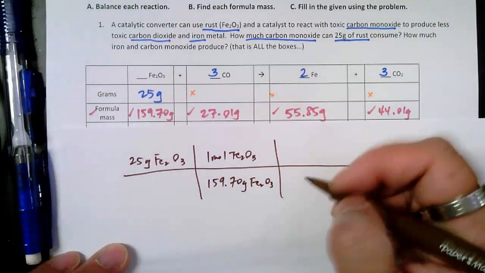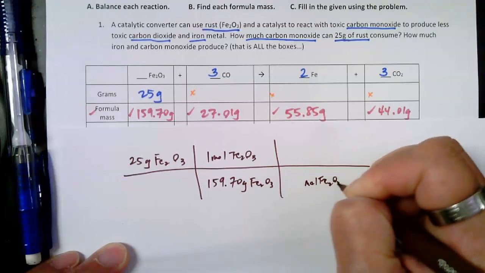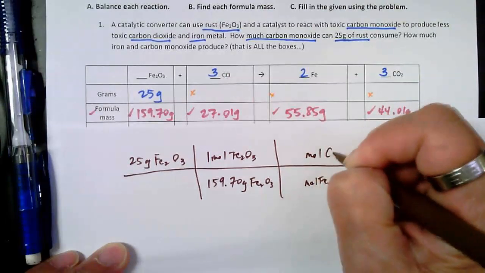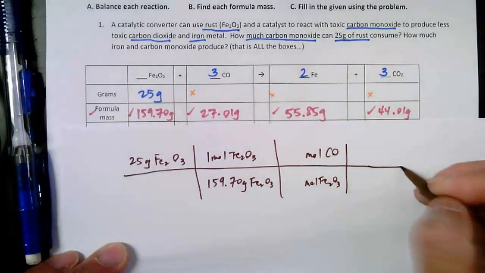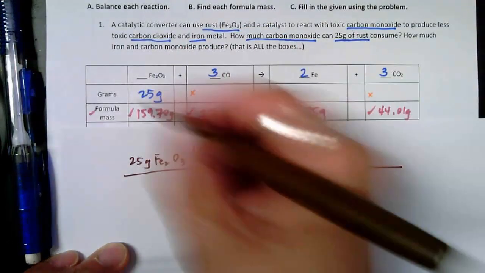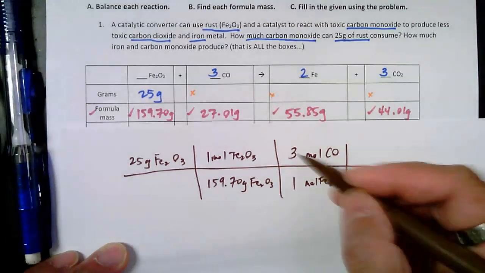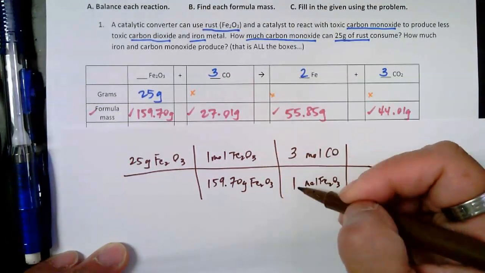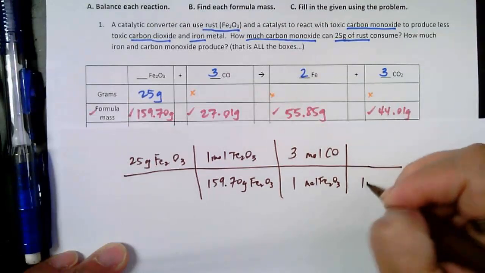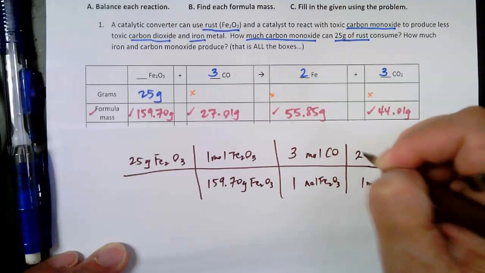And we are trying to go from moles of iron 3 oxide to moles of carbon monoxide. So, carbon monoxide. Here, again, it's 1 because there's nothing there. It's understood to be 1. Then here is 3, because that's where I get my mole ratios from the balanced equation. And then all I have to do now is just convert that into grams.